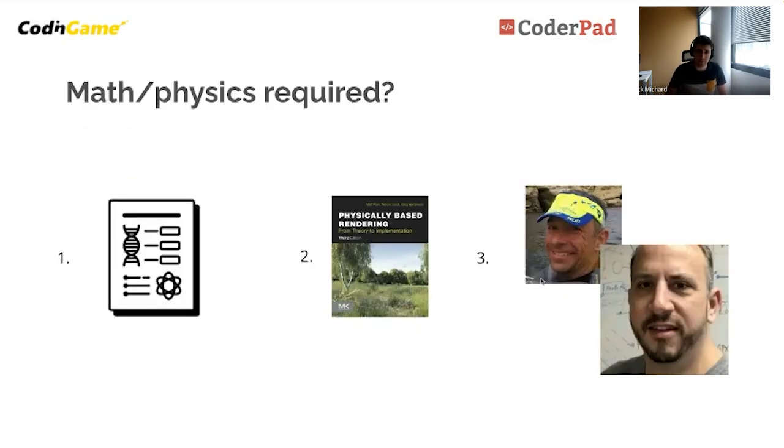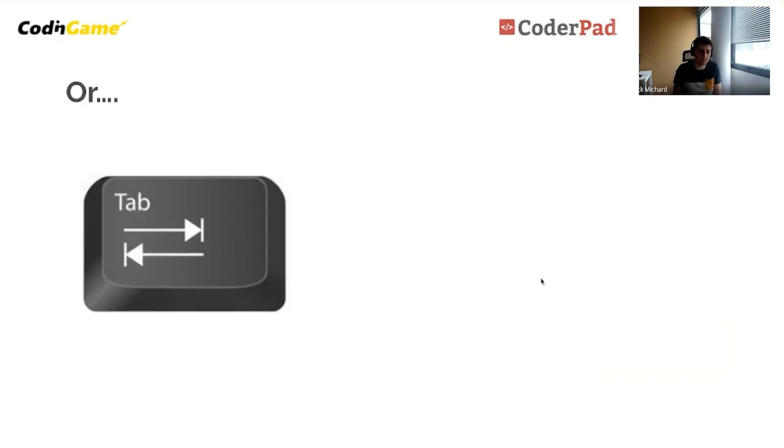So is there a lot of math and physics required? Yes. There are multiple solutions here. We can read papers and understand the equations of Monte Carlo path tracing. This sounds boring. We can dig up a big book on path tracing. We can also retrieve some amazing courses by some amazing teachers, but we are not students anymore. So instead of that, what we will do is just use our tab key.